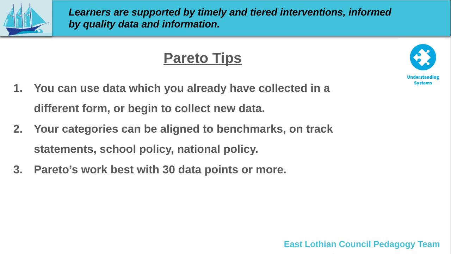Paretos work best with 30 data points or more. If you have less than this, then your random variation becomes an issue and you might not have the most accurate data. As you saw on the red, amber, green chart previously, there were well more than 30 data points on there. Remember to use your professional judgment. If you think something isn't the best thing for your class and you can say why, then move on to something else within that system.